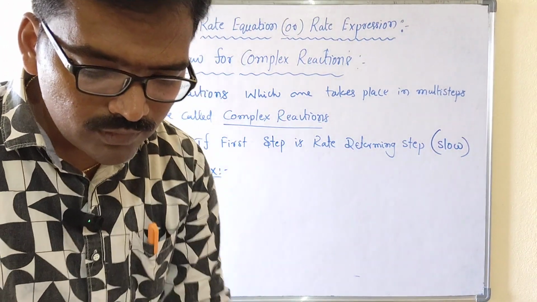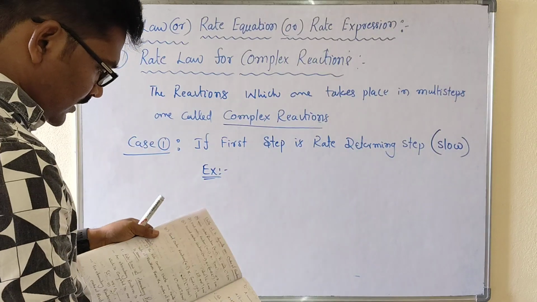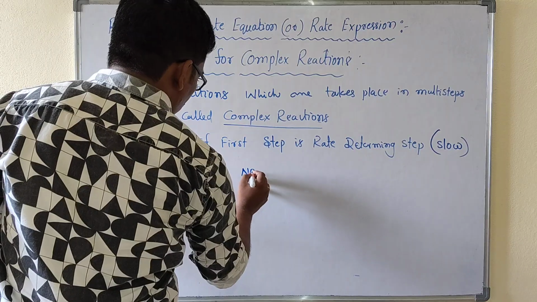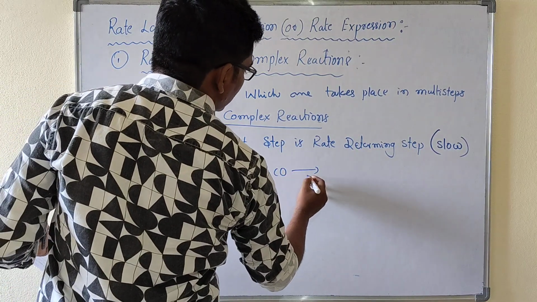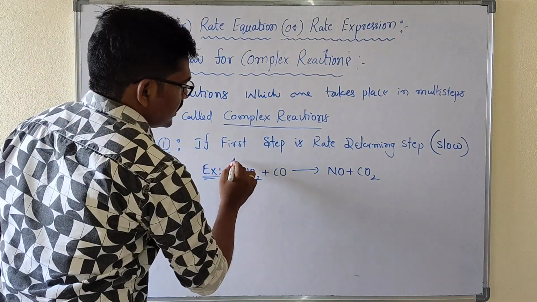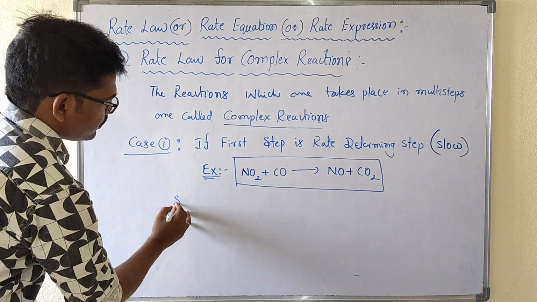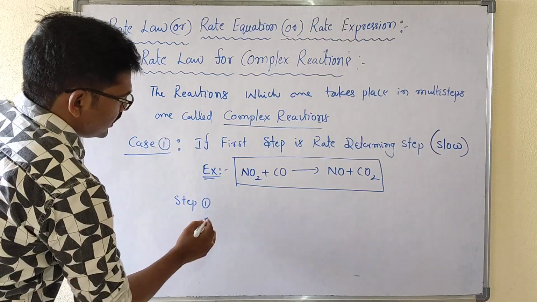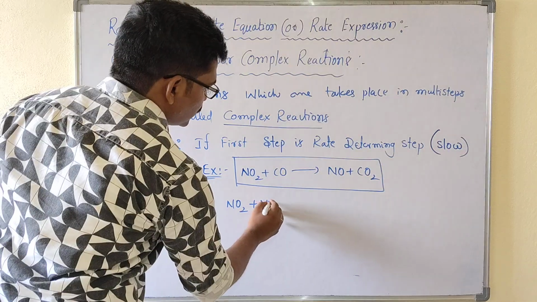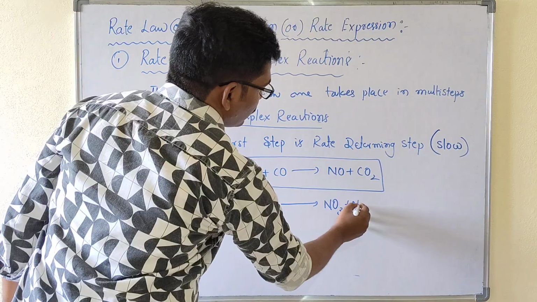So one of the examples for several step reactions: look at the reaction between NO2 plus CO gives rise to NO plus CO2. This is one of the complex reactions. ఈ కాంప్లెక్స్ రియాక్షన్ 2 స్టెప్స్లో జరుగుతుంది. స్టెప్ 1 తీసుకున్నాను నేను. Step 1, that is NO2 plus NO2 gives rise to NO3 plus NO.